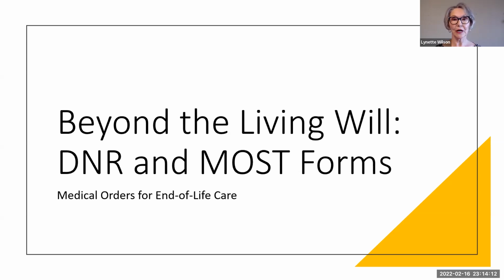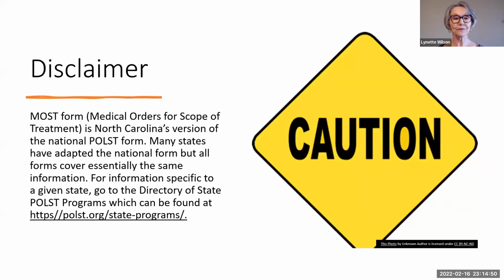Most of us are familiar with the concept of living wills. That's one form of advance directive, which is telling somebody ahead of time what your desires are for end of life care and treatment. What we're going to do today is go beyond the living will to some other forms of advance directive, which are DNR, which is do not resuscitate, and MOST forms. Both of which are medical orders for the end of life care.